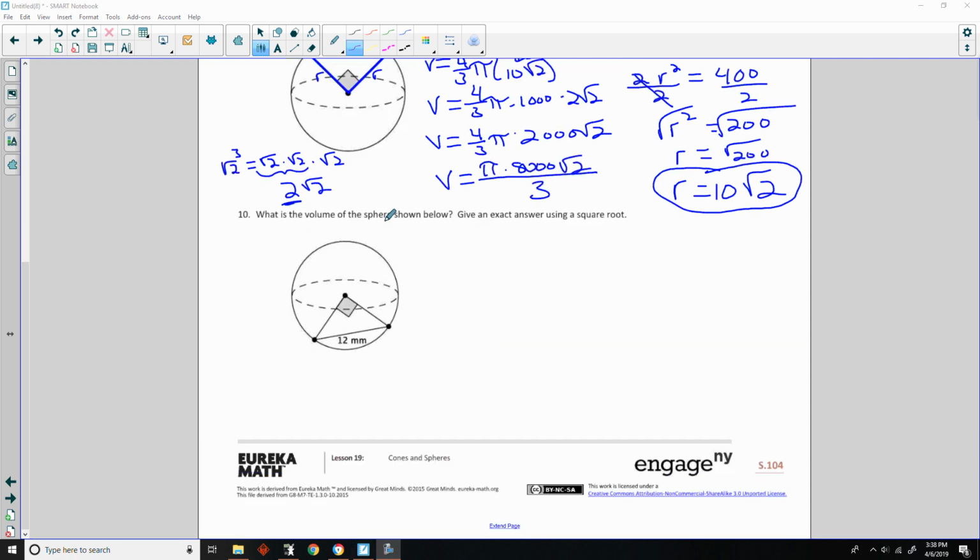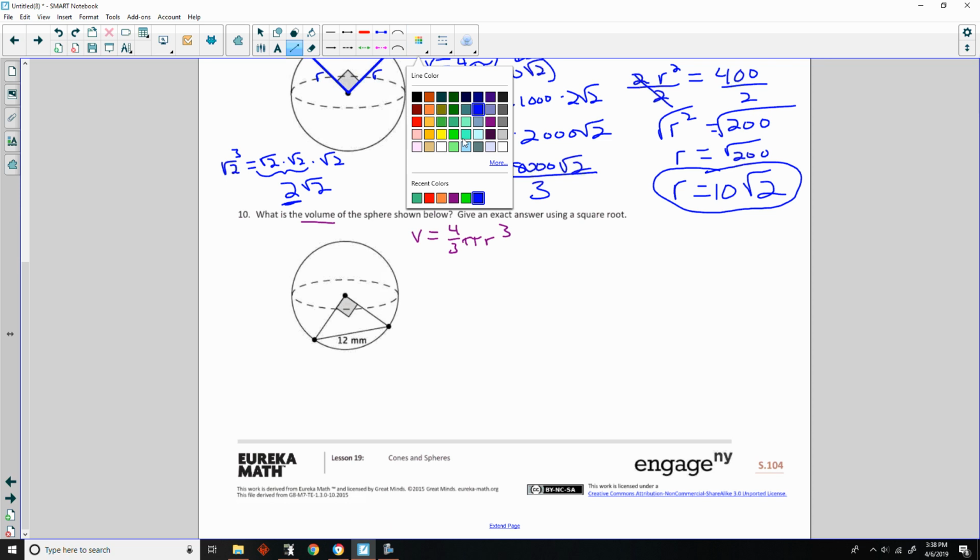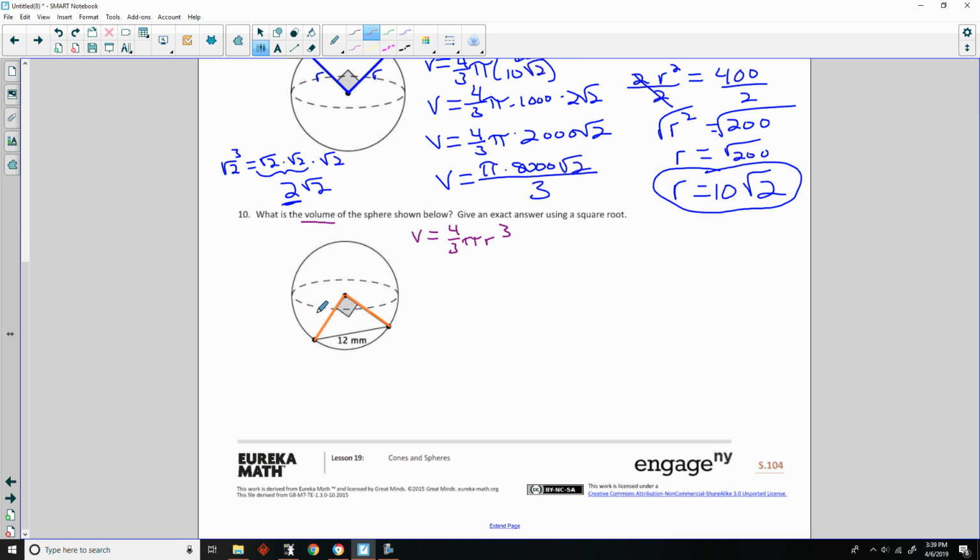Number 10 says, what is the volume of the sphere shown below? Again, volume. So the first thing I do is write the formula for the volume of a sphere. 4/3 pi r cubed. Then I look at the diagram and I see a radius is there, but I don't see what its value is. So I will just label them so I can clarify that's what I need to find. These two lengths are equal, they're both r.